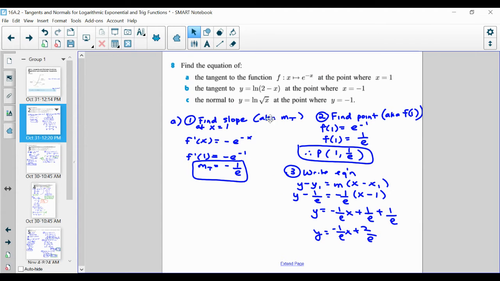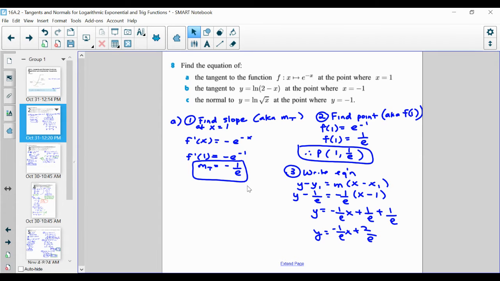So we're going to look at 3 examples here. First, we're going to find the tangent to the function e to the negative x at the point where x equals 1. So we need to find the equation. Our first step is to find the slope of the tangent at x equals 1. That means we're going to take the derivative of e to the negative x, which is e to the negative x times the derivative of negative x, which is negative 1. And I'm going to evaluate it when x equals 1.